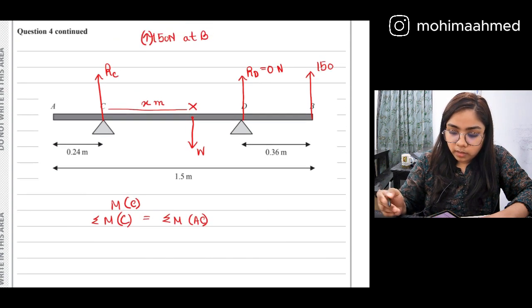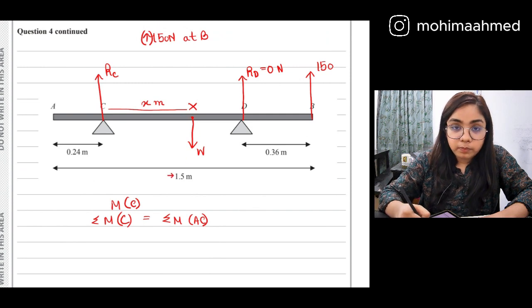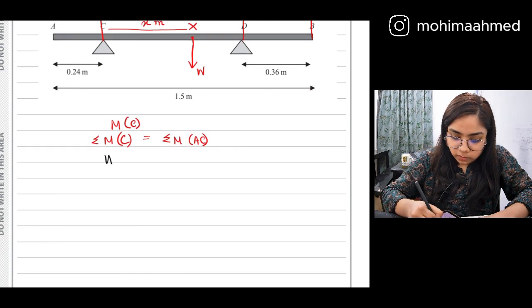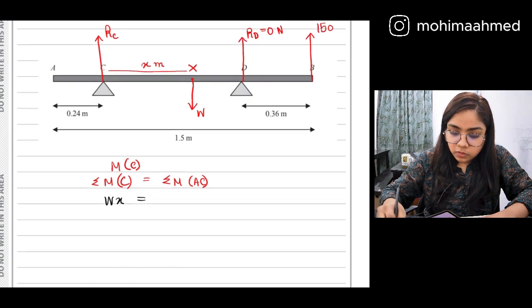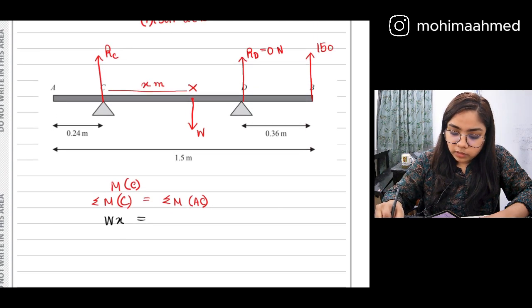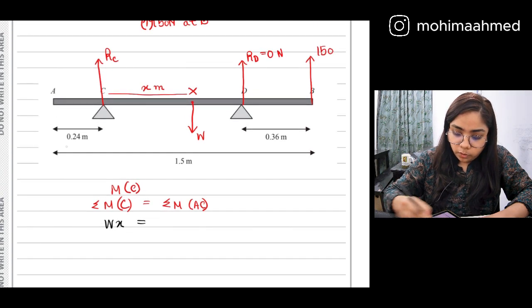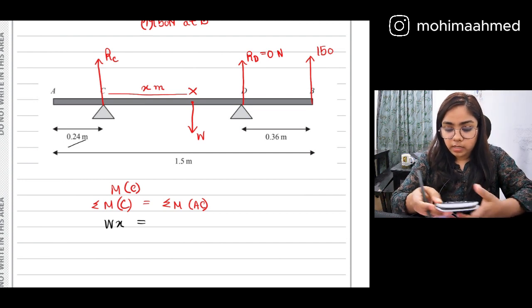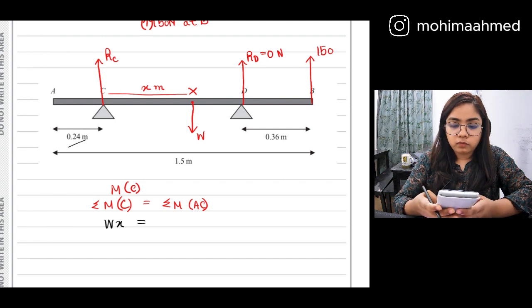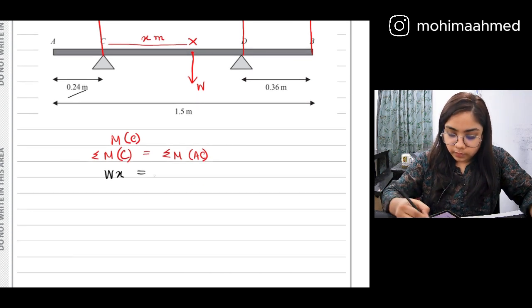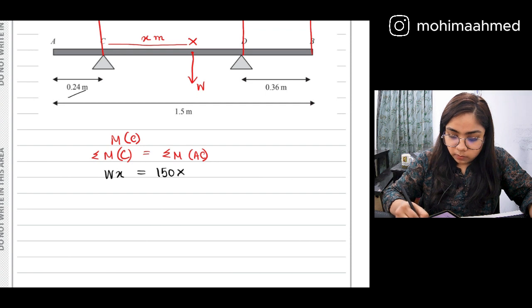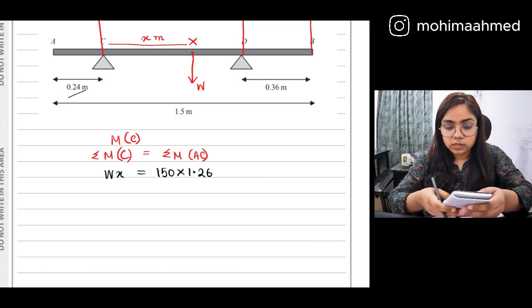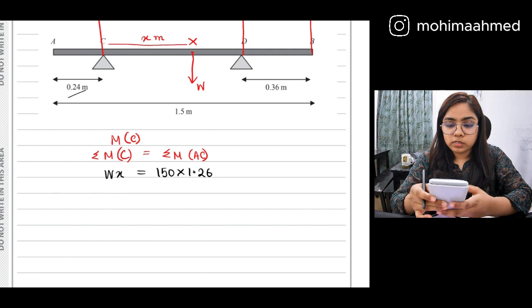For the total moment clockwise, only this weight was making the beam move in the clockwise direction, whereas this 150 Newton was making it move in the anti-clockwise direction. So now you have Wx equals 150 multiplied with the length of C to B. That is 1.5 minus 0.24, which is 1.26. So 150 multiplied with 1.26 is 189.